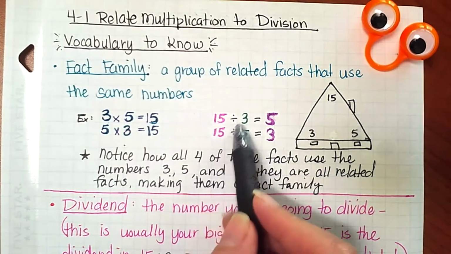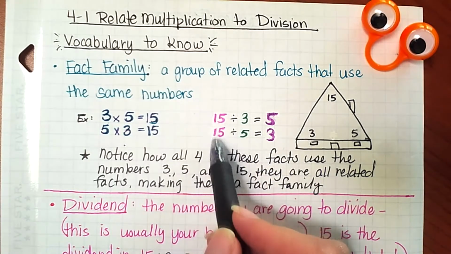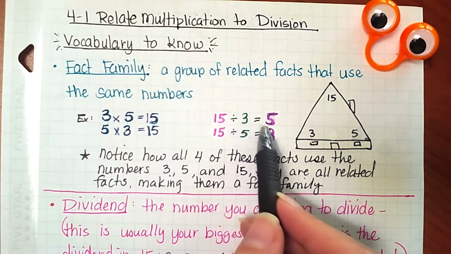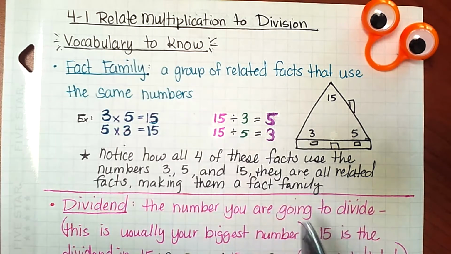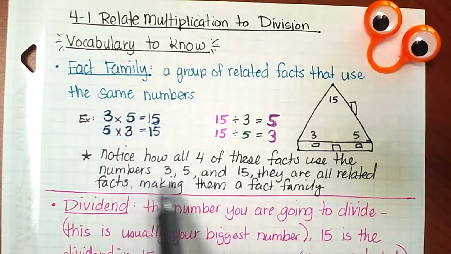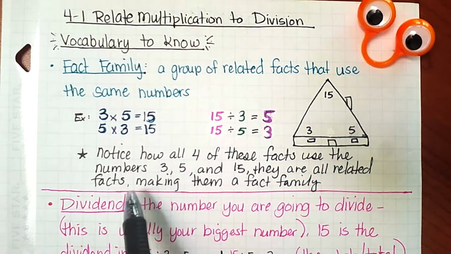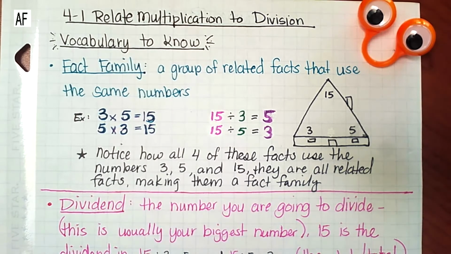So you always start with your whole number with division. Always, always. The number that you have, the total that you have, that's called your dividend. You divide it into a certain number of groups and you find out how many is in each group. So notice that all 4 of these facts use the same numbers. They all use 3, 5, and 15. They're all related facts, which makes them a fact family.